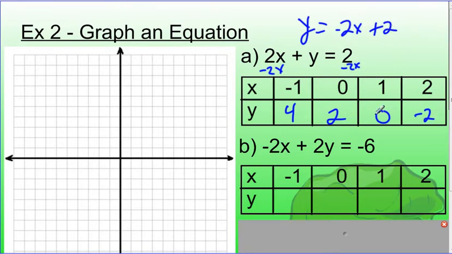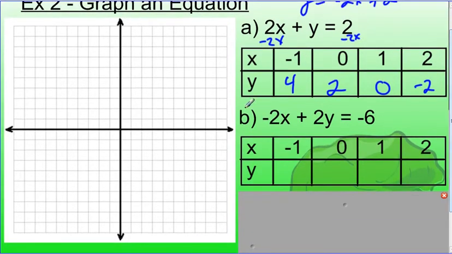So now you see we have 4 points. We have the x and y coordinate. We can graph those on our grid space. So I'm going to graph the point negative 1, 4. 1, 2, 3, 4.